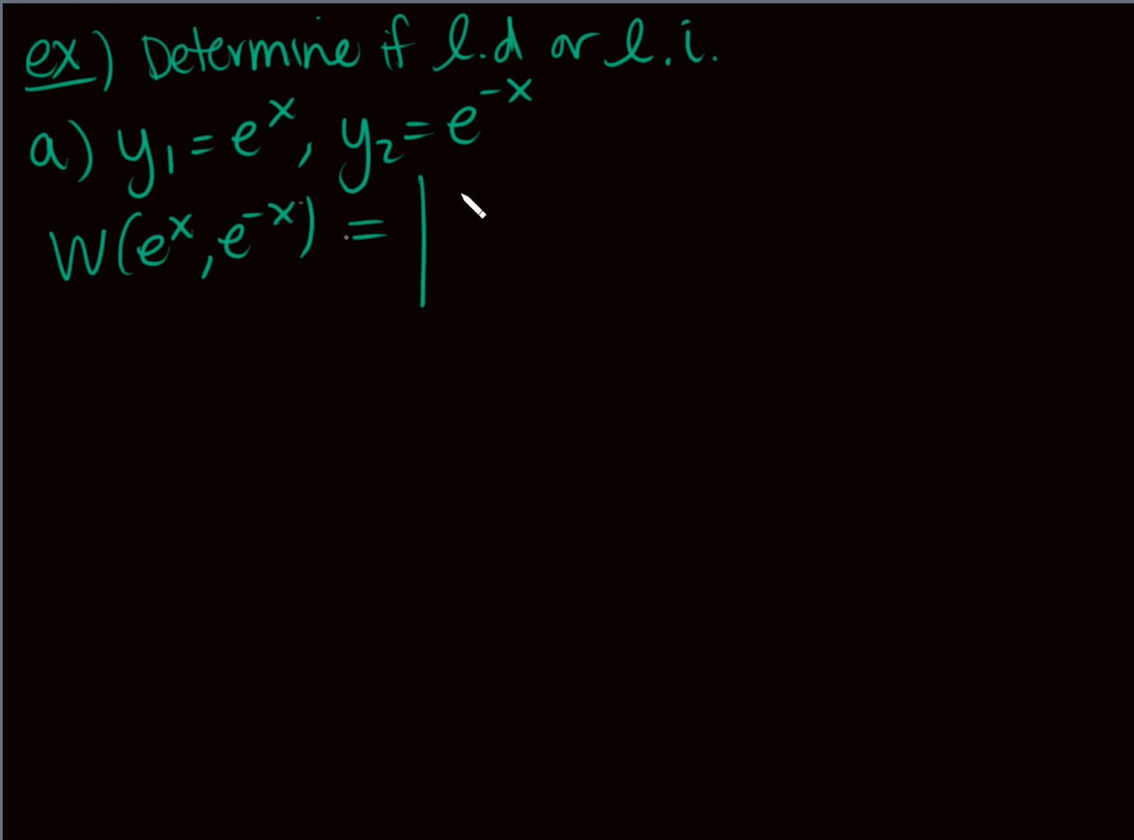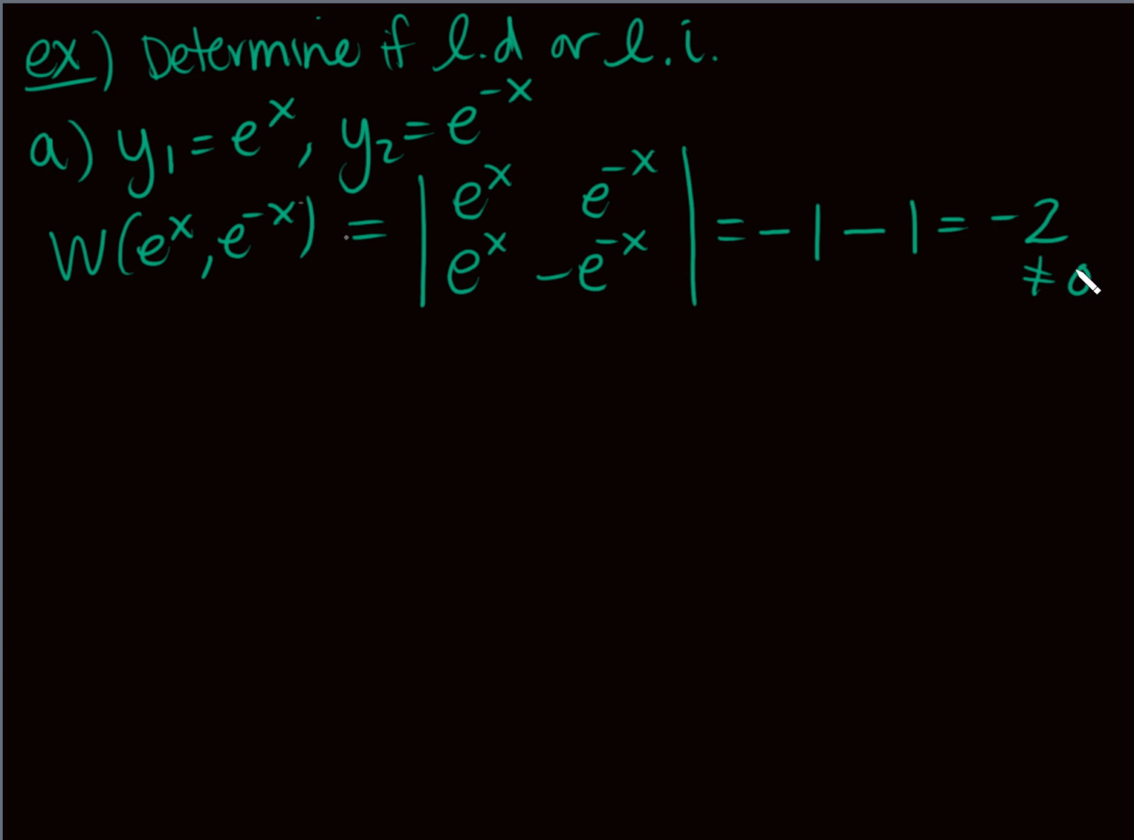So the Wronskian is going to be e to the x, e to the negative x. The derivative of e to the x is e to the x. The derivative of e to the negative x is a negative e to the negative x. So again, I multiply these two. So what's that going to be? When I multiply these, that's x minus x, which is 0. So that's a negative 1 minus, right? Now I multiply these two. That's e to the 0, also 1. So I get negative 2. That is clearly not 0. Therefore, we're linearly independent. Okay?